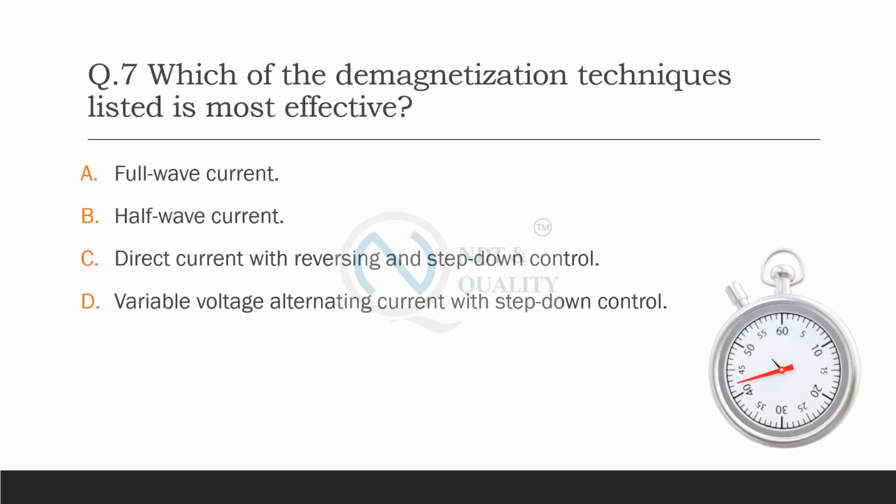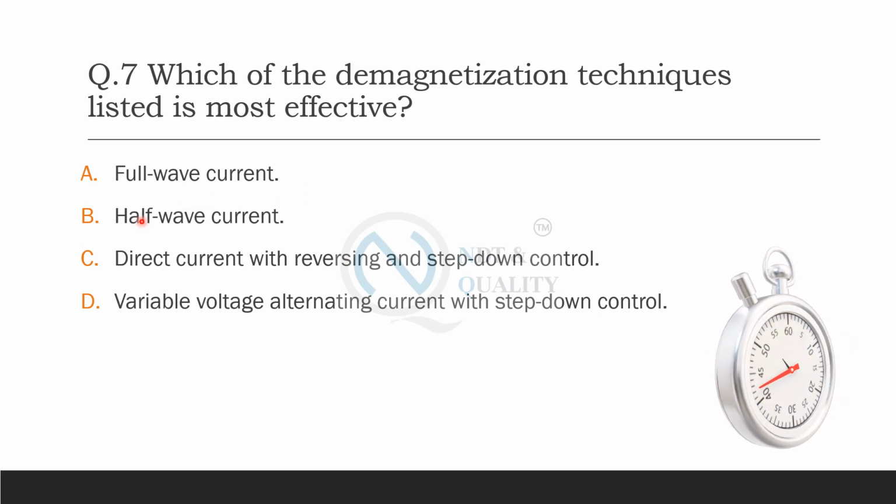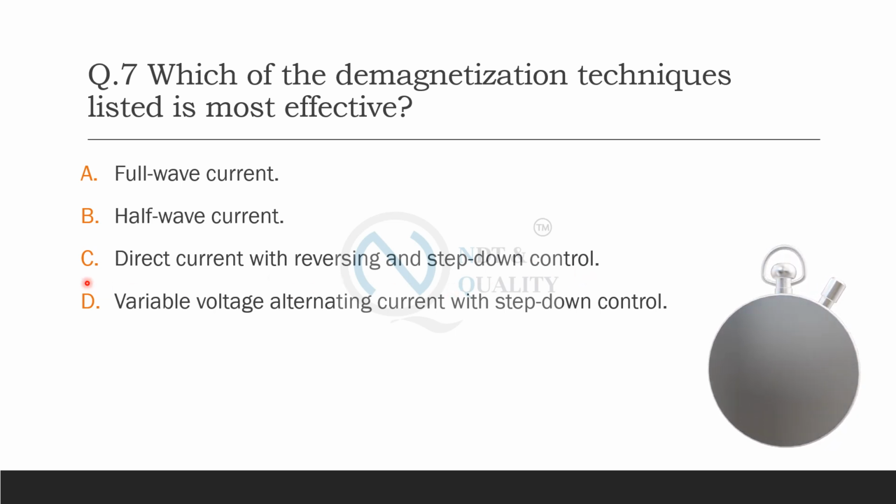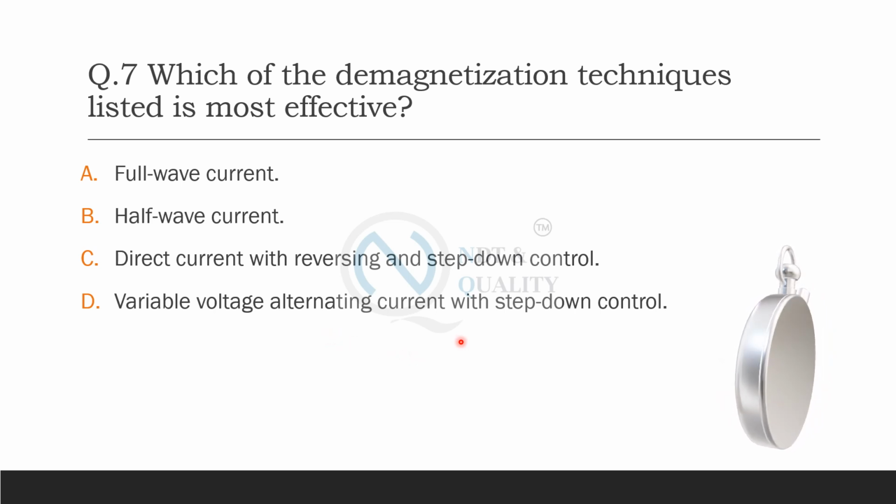Okay, question number 7. Which of the demagnetization techniques listed is most effective? Options are: full wave current, half wave current, direct current with reversing and step down control, and D, variable voltage alternating current with step down control.